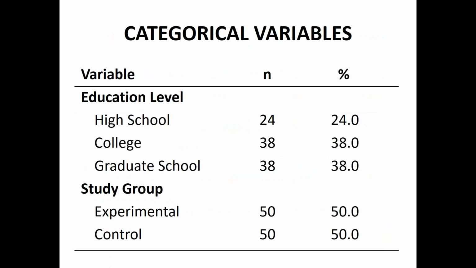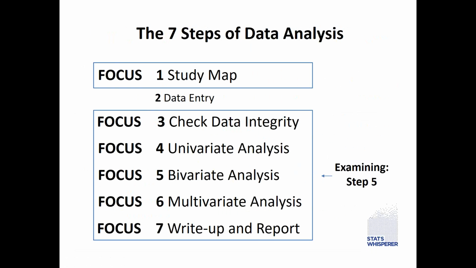Then for education level, we can see there's a slight underrepresentation in high school, where there are 24 participants, which is 24% of the sample. College and graduate school each have 38%, and our study group is a 50-50 split down the middle. All right, so there's that.